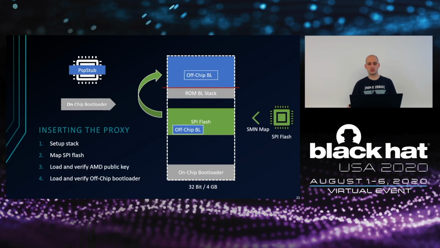Now, you can see that there's a red line between the off-chip bootloader and the bootloader stack. Of course, this copy operation must not cross that line. So we have a certain maximum size that the off-chip bootloader can occupy, and this size is smaller than the SRAM size. So the on-chip bootloader needs to validate the size of the off-chip bootloader before the copy operation takes place. Now, how do we get the size of the off-chip bootloader?